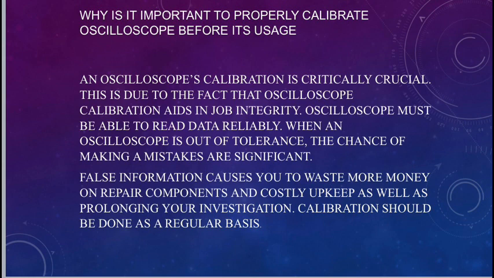And next, why is it important to properly calibrate an oscilloscope before its usage? Oscilloscope calibration is critically crucial. This is due to the fact that oscilloscope calibration aids in job integrity. An oscilloscope must be able to read data reliably. When an oscilloscope is out of tolerance, the chances of making a mistake are significant. False information causes you to waste more money on repair components and costly upkeep, as well as prolonging your investigation. Calibration should be done on a regular basis.